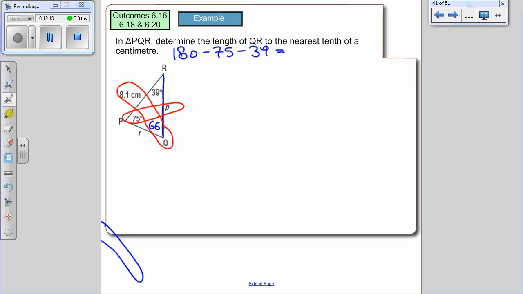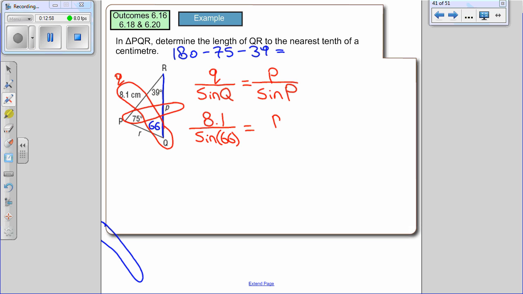Our formula says that if you do a side length, like side Q, this is side Q over here since it's across from the big Q, divided by sine big Q equals the other side divided by the sine of that side. And we're using this one because we're looking for a side length. Now we just have to fill in the information. So 8.1 divided by sine of 66 equals little p, which we don't know, divided by sine of p, which is sine of 75.